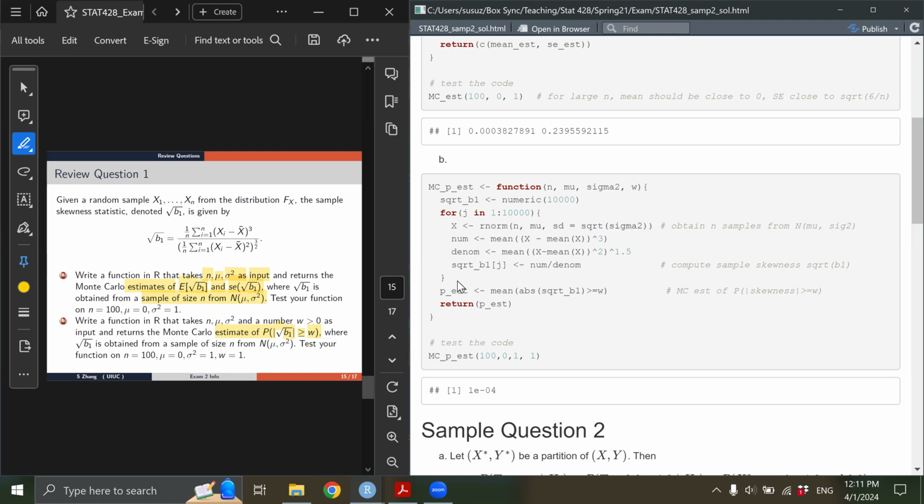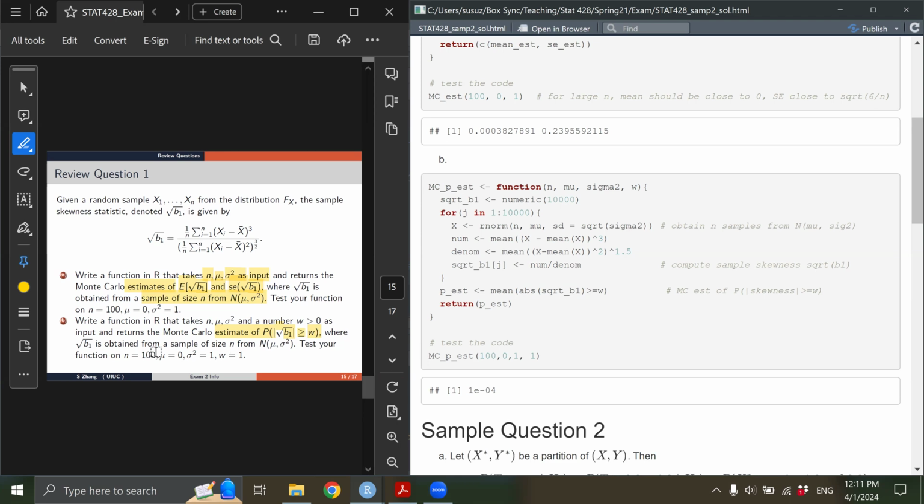And then to estimate that probability, you can compare each of those 10,000 square root of b1 to the constant w, right? And the proportion of times that the absolute value of square root of b1 exceeds this w can be given by the average of this true-false function, which is essentially the indicator function: is our simulated square root b1 greater than or equal to the w constant we specified. And then at the end, you return this estimated probability based on the proportions.